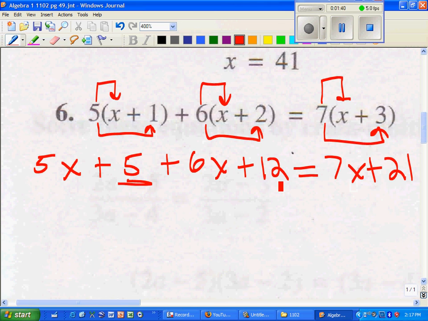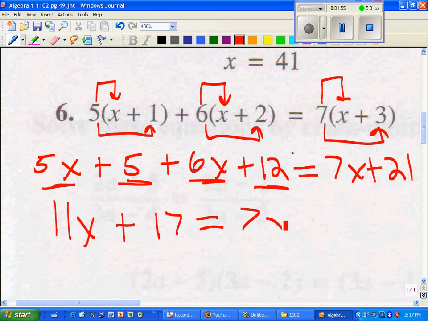I'm going to combine the whole numbers, so that's 5 and 12. So 5x plus 6x is 11x. 5 plus 12 is 17, equals 7x plus 21.